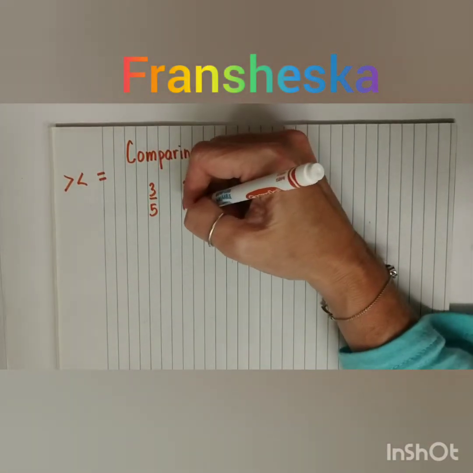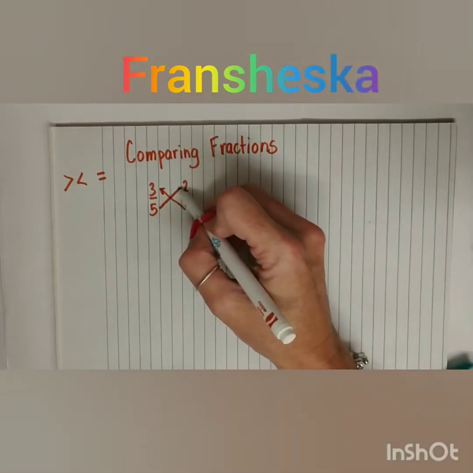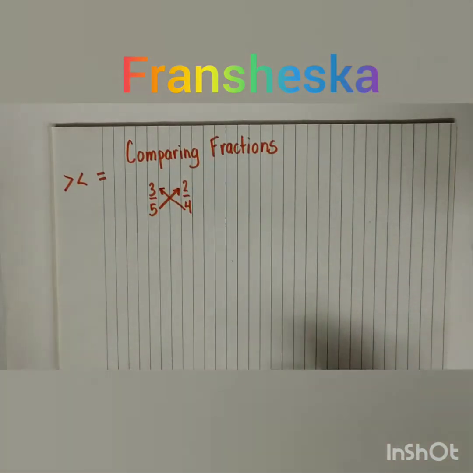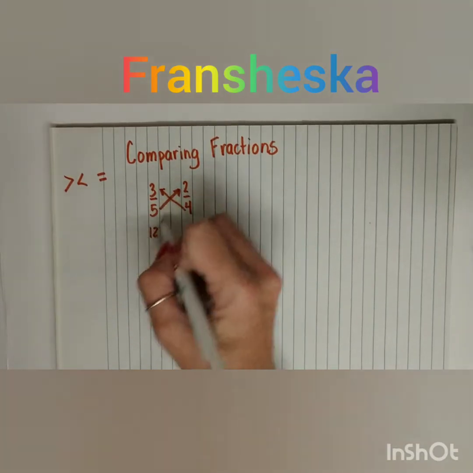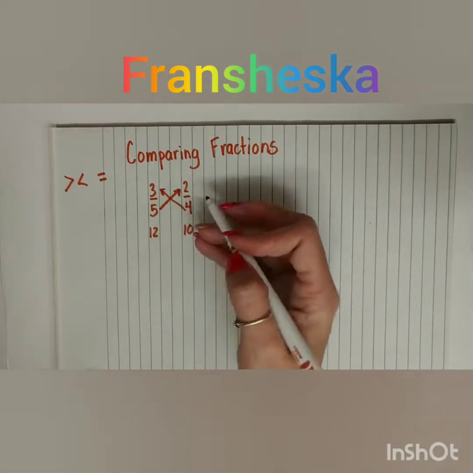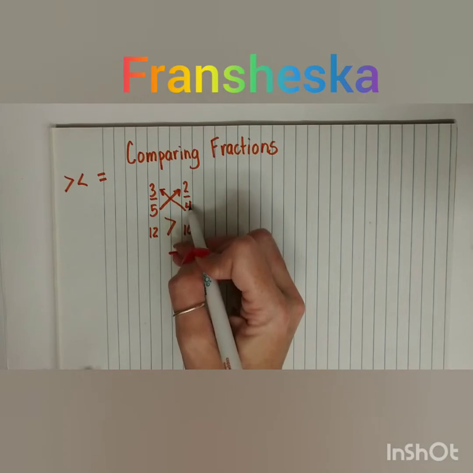So I'm going to take this denominator, multiply it times that numerator to get my new numerator. This denominator, multiply it by that numerator to get my new numerator, and whatever numerator is bigger is my bigger fraction. So this becomes 3 times 4, which is 12. And this over here, 5 times 2, which is 10. 12 is bigger than 10, so 3/5 is greater than 2/4.